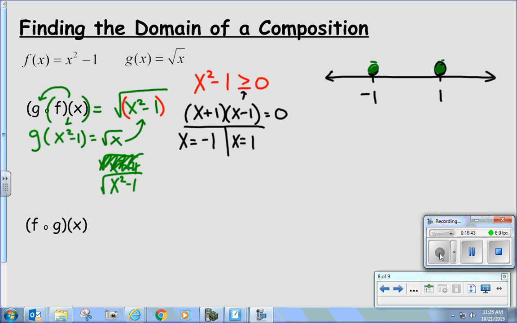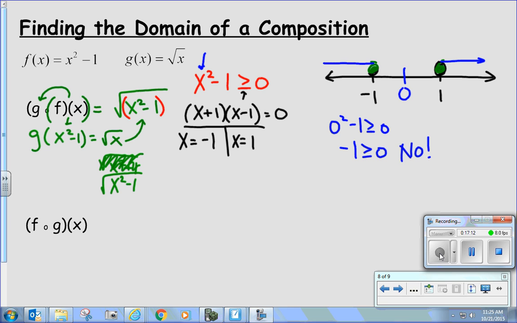So how do I figure it out? Just pick a number and test it. Pick 0. If 0 works, then all the numbers in between are your answer. If 0 doesn't work, then the middle section can't be your answers, and it will have to be everything on the outside. So I'm going to plug my 0 right into here. So I'm going to say 0 squared minus 1 is greater than or equal to 0. Is negative 1 greater than or equal to 0? No. Then 0 can't be in the answer, and it's this way.